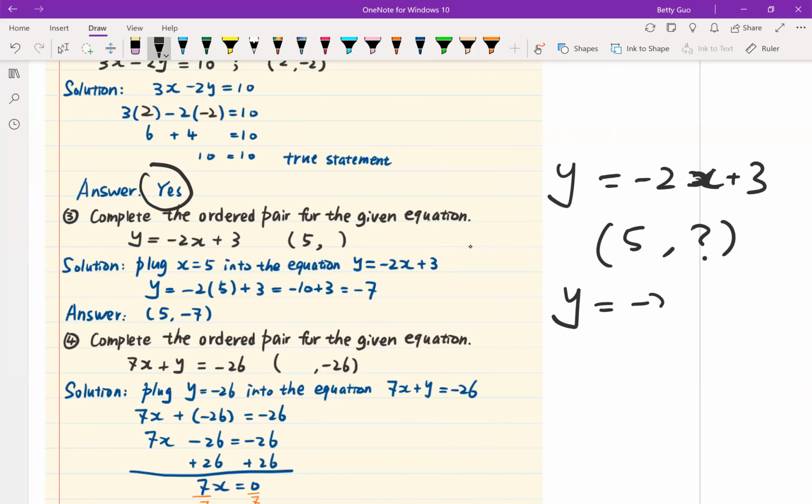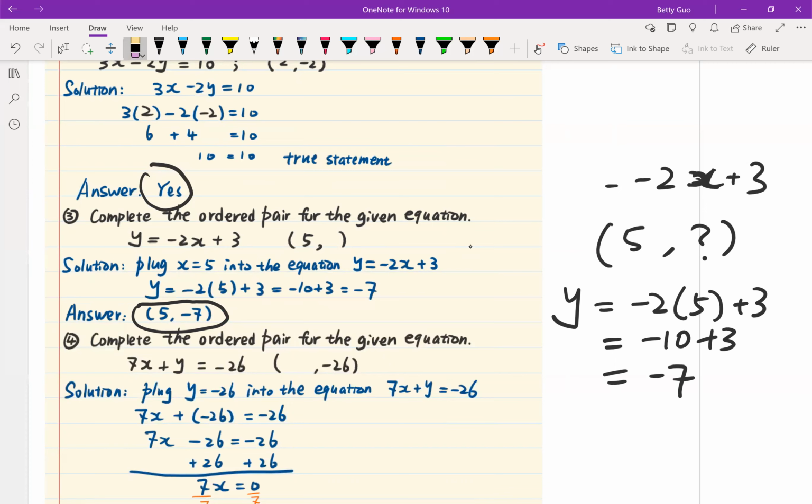y equals negative 2 times 5 plus 3. Negative 2 times 5 is negative 10. Plus 3 is negative 7. So the corresponding y value is negative 7. The ordered pair is completed as (5, negative 7). This is the answer.